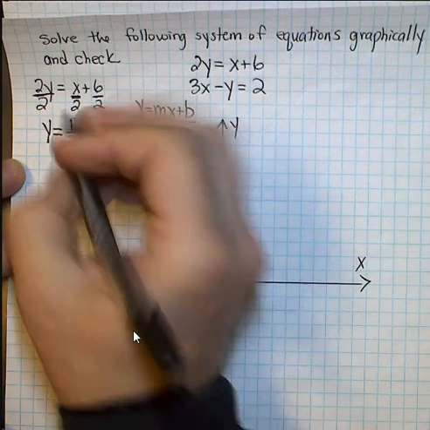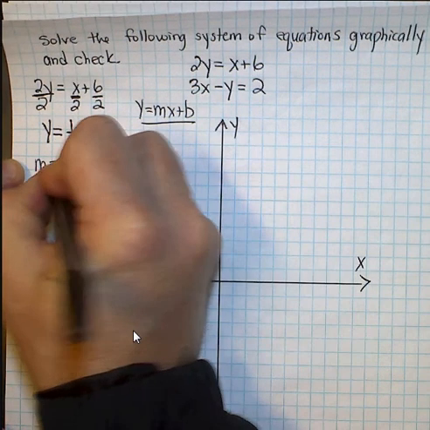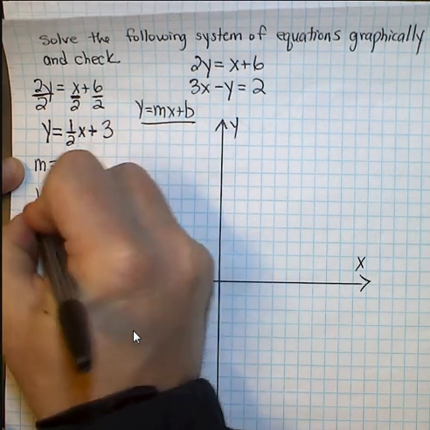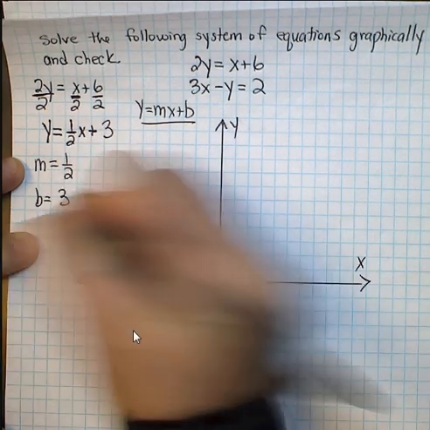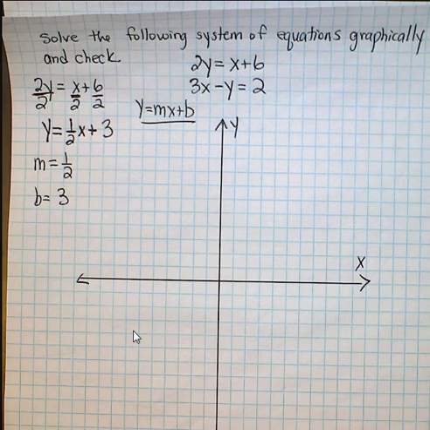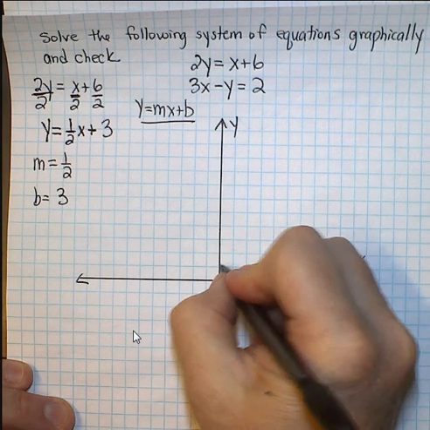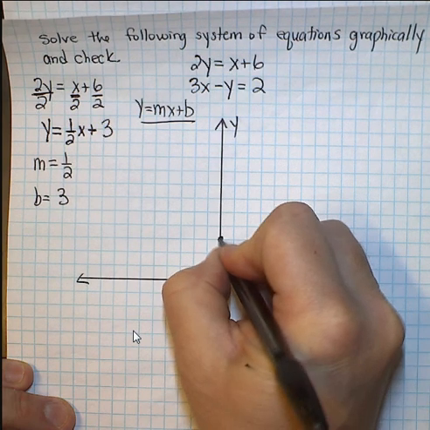Okay? So now, what's my m? 1 over 2, good. And what's my b? 3. Now let's use those two facts and let's graph my line. Where do I start? I start at y equals 3. 1, 2, 3. Put a point.